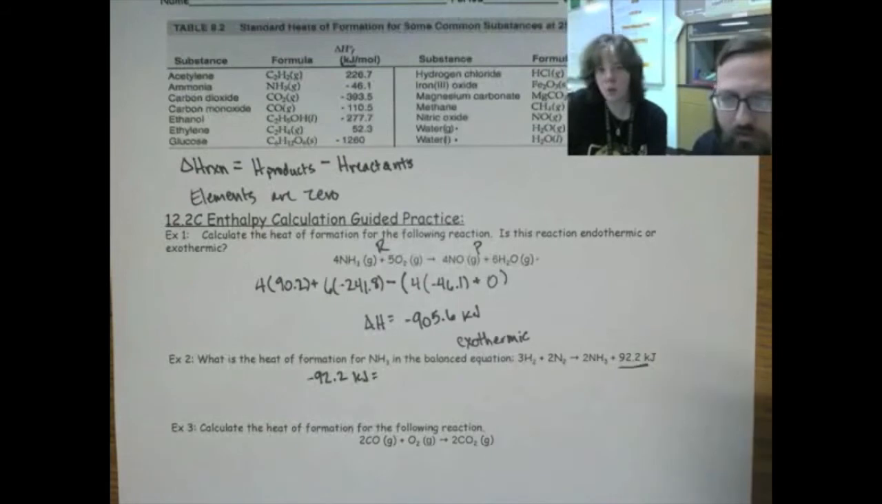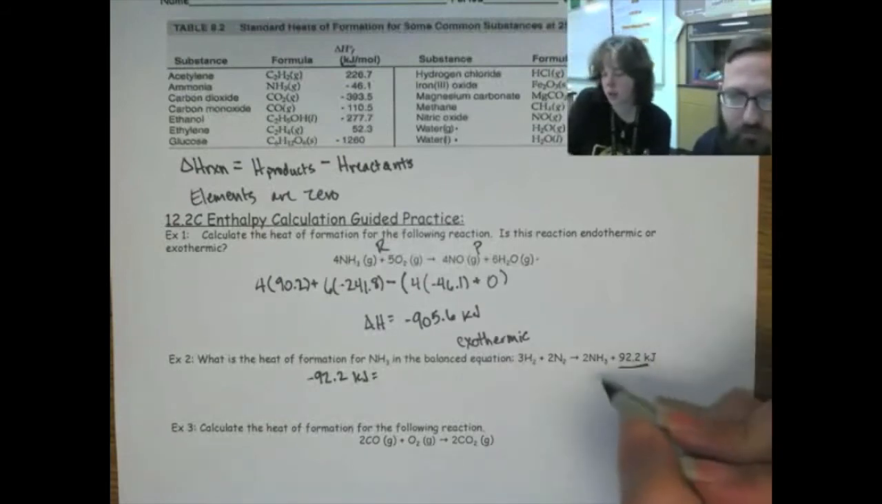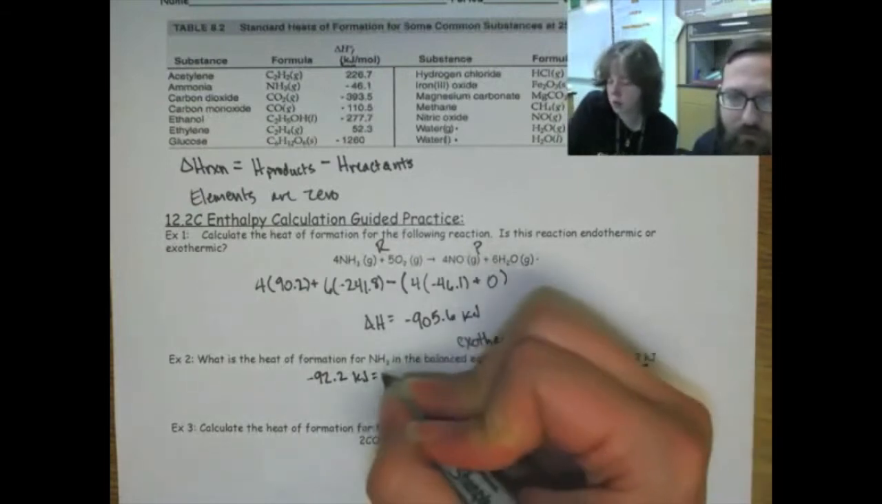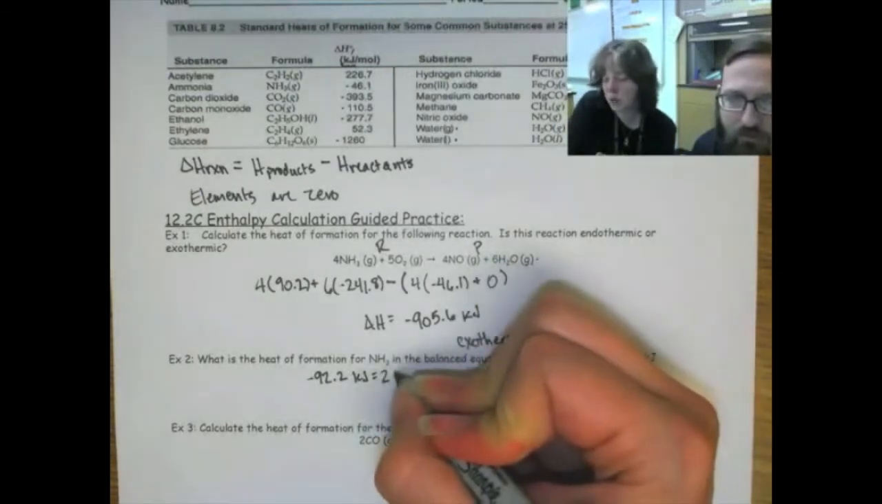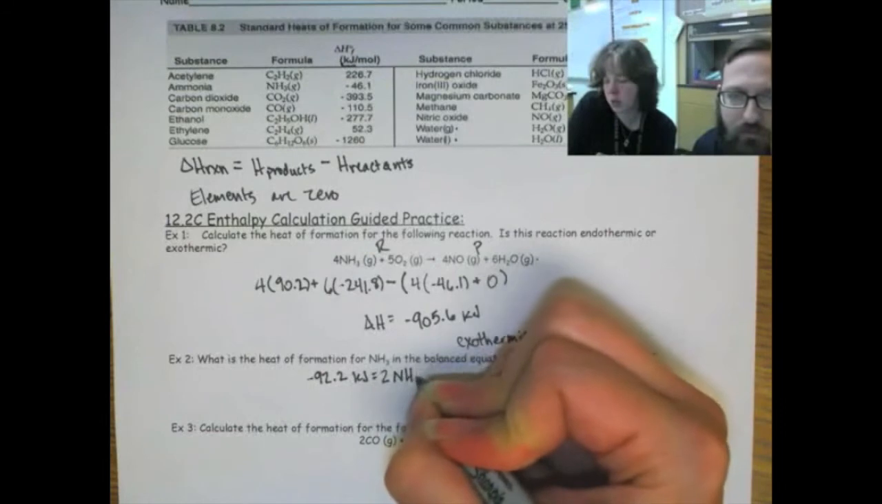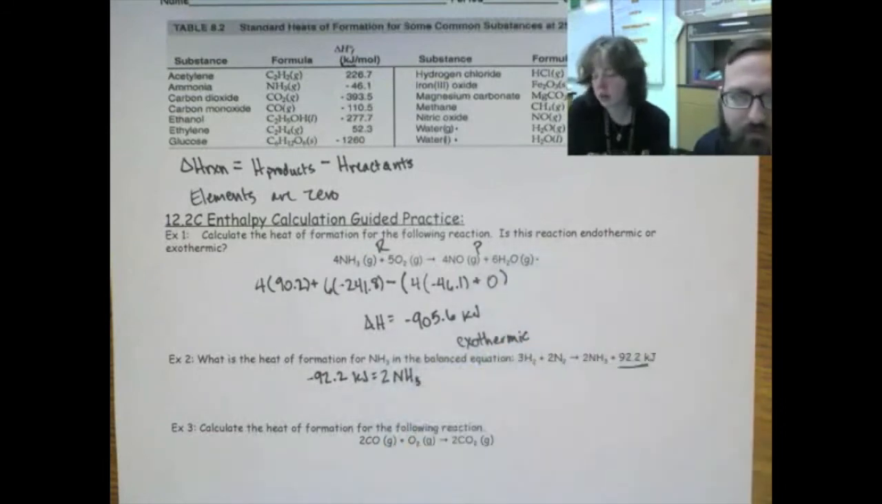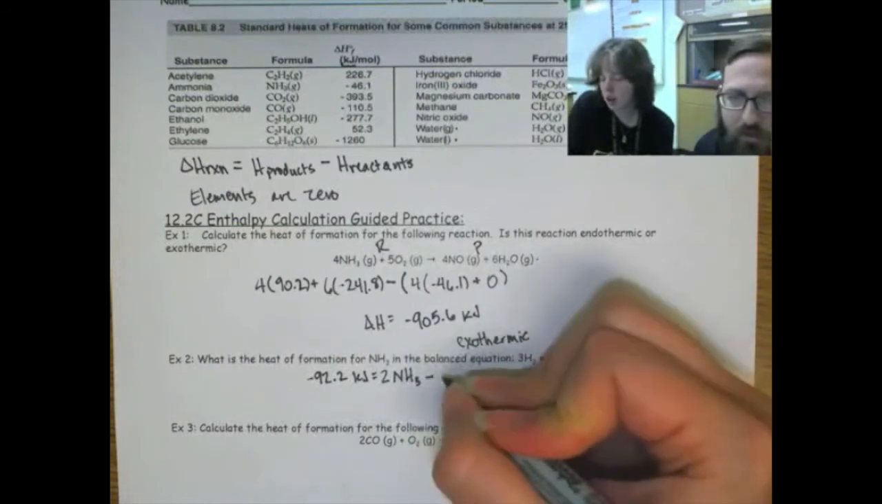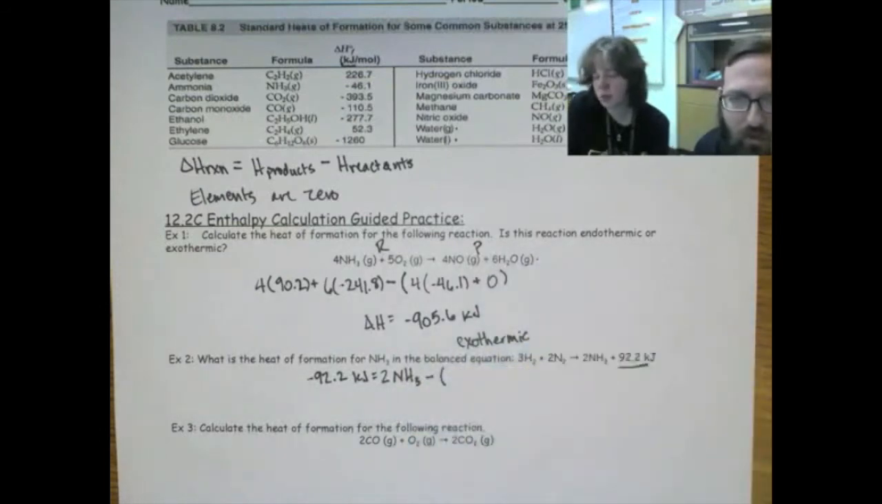So if we look at our reaction, what's our only other product? 2 NH3. So we're going to have 2, but in this case, we're looking for NH3. We're assuming that we don't know it. So it equals 2 NH3s minus our reactants. What do we notice about both of our reactants? They're both elements by themselves.